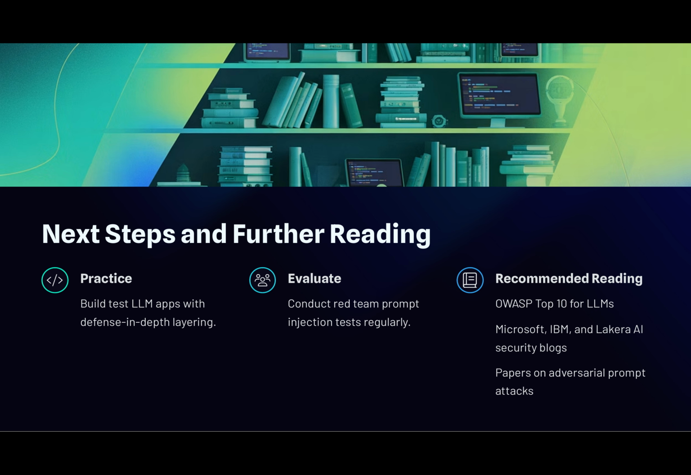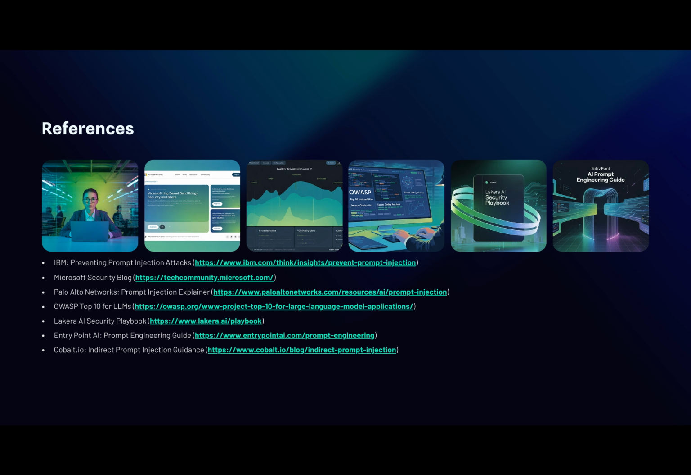On this slide, you'll find a curated list of references to deepen your understanding of prompt injection risks and mitigation strategies. These resources include IBM's overview on preventing prompt injection attacks and detailed guidance from Microsoft's security blog. Palo Alto Networks provides an explainer focused specifically on prompt injection, while OWASP offers their top 10 considerations for large language models, a key resource for anyone developing or auditing LLM-based applications.